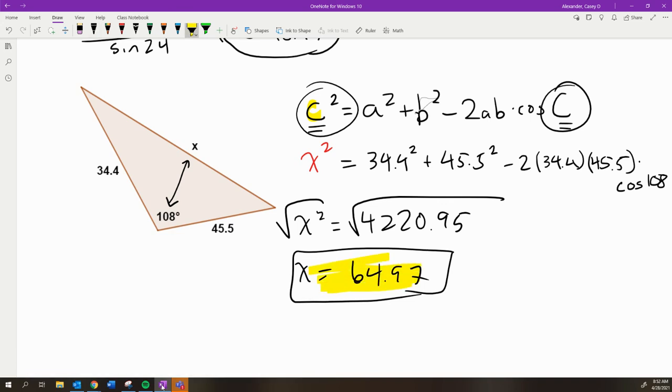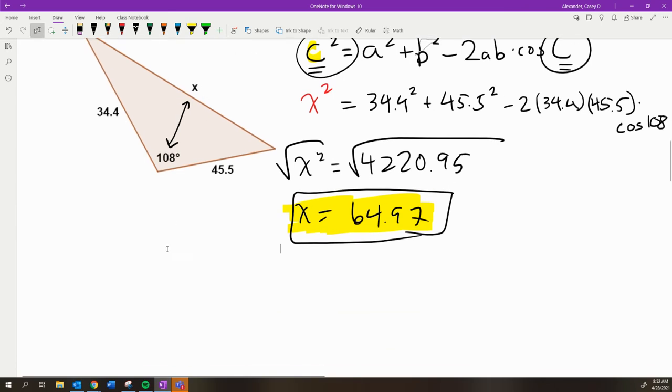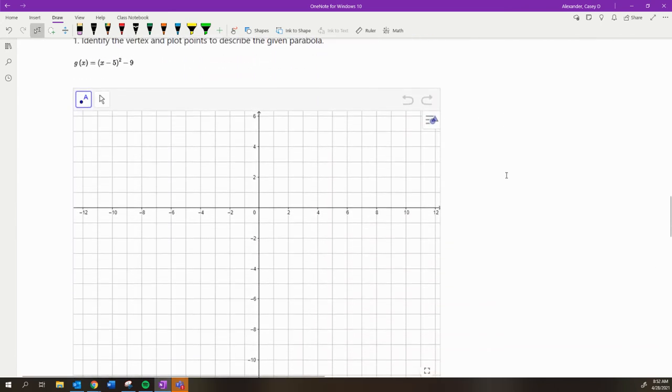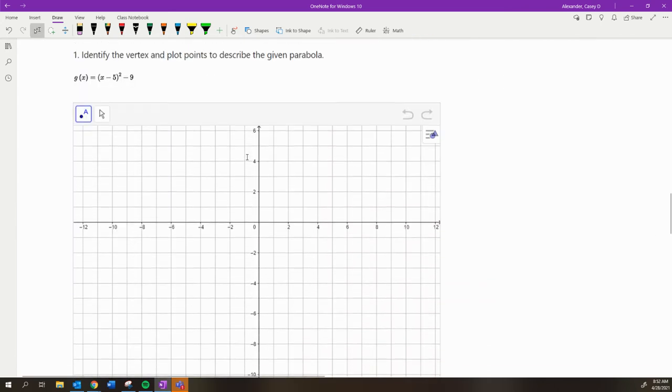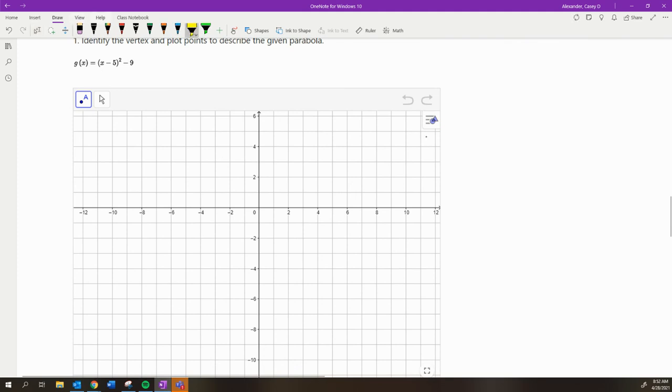All right. So I'm running long here on this video, but we still do have to go through the quadratics, and these won't take as long. So hang in there. All right, so the first problem on the quadratics page is we just have to identify the vertex and then graph the parabola.